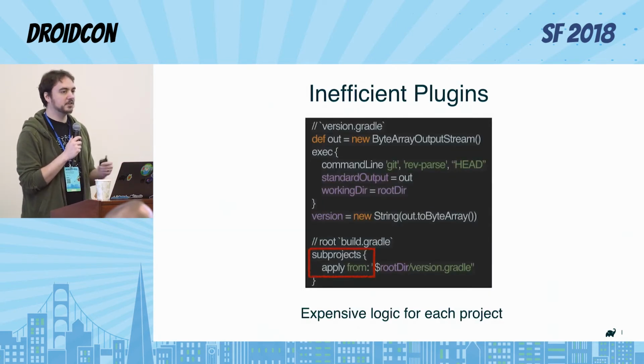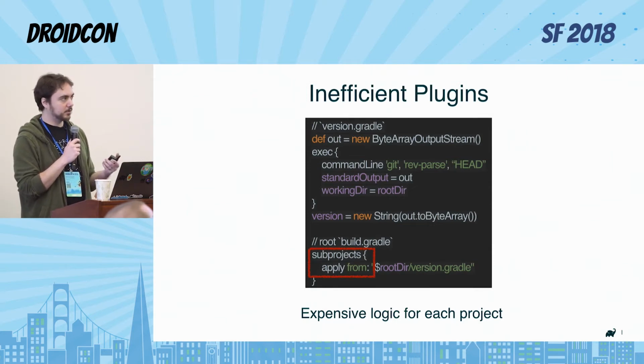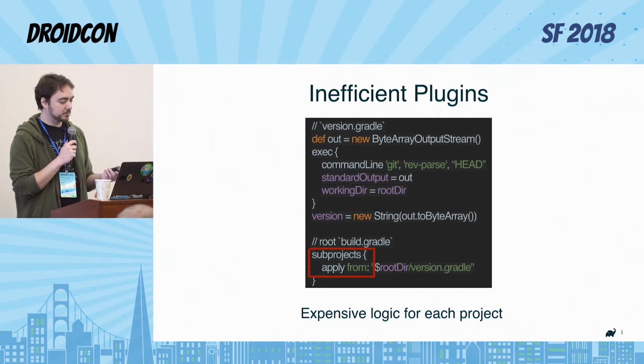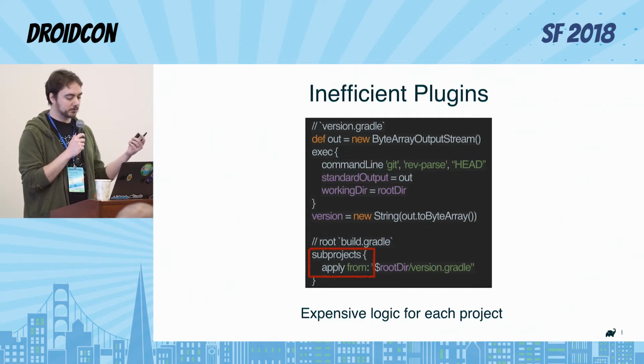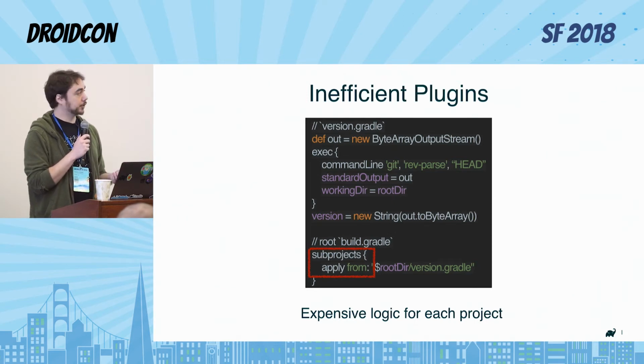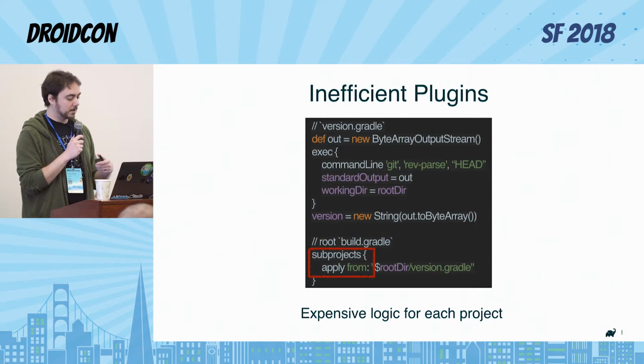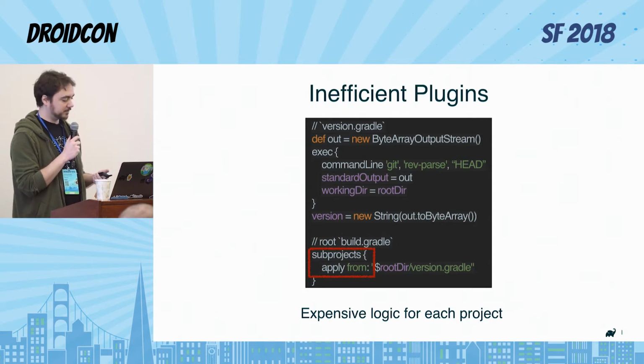Another issue is plugins that do expensive computations. And necessarily so in some cases, but you shouldn't do it too often. One thing that I'll see is a plugin that computes some kind of version from Git, for instance. This script plugin just polls Git and sets the output as your version. It's fine, but then you apply that plugin to every single subproject.